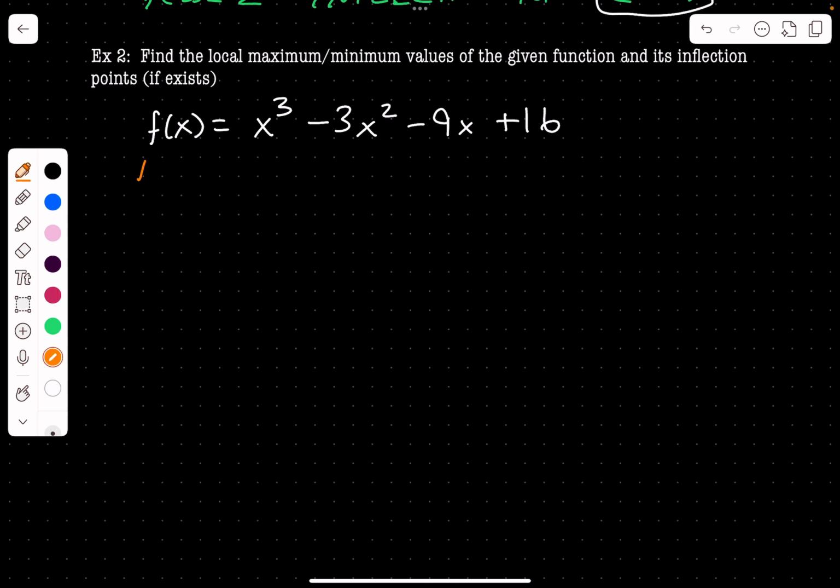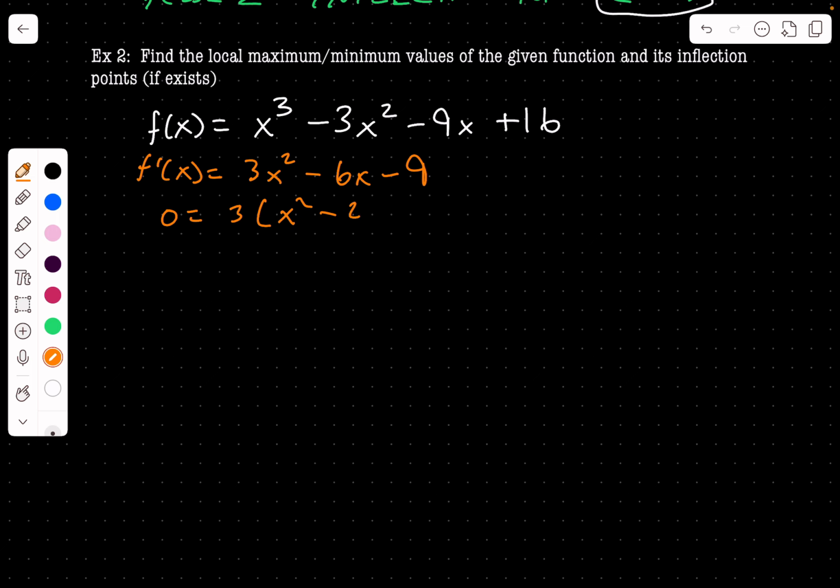Our first step is to find the first derivative. Our first derivative is going to be 3x squared minus 6x minus 9. Then we're going to set it equal to 0, and I'm going to factor out the greatest common factor, which is going to be 3. That leaves us with x squared minus 2x minus 3. Then let's factor this polynomial. We get (x minus 3)(x plus 1).